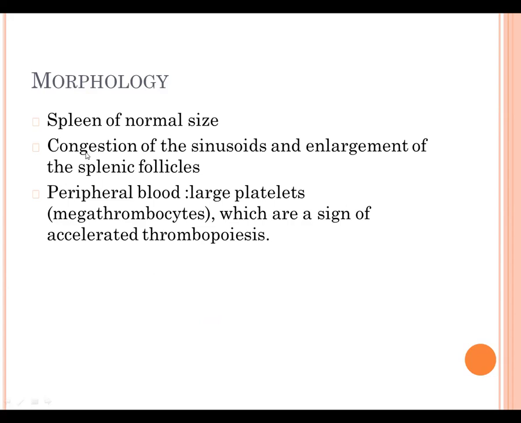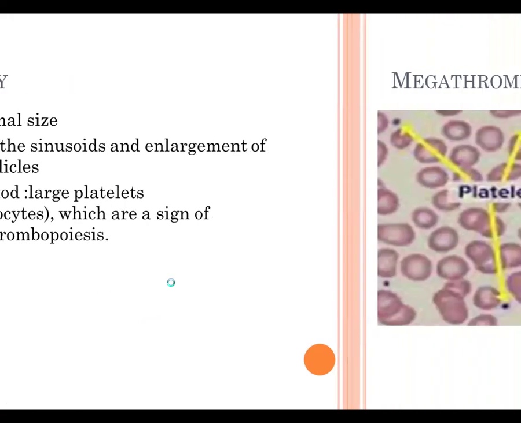The spleen may be of normal size, with congestion of the sinusoids and enlargement of the splenic follicles. In the blood there are large platelets, megathrombocytes, so there are signs of accelerated thrombopoiesis. If there is an increase in the destruction of the platelet or decrease in the survival of the platelet within the circulation, the bone marrow will try to compensate for this loss. So the bone marrow will form more and more platelets. That may lead to megathrombocytes in the circulation, which is a very important sign of accelerated thrombopoiesis.